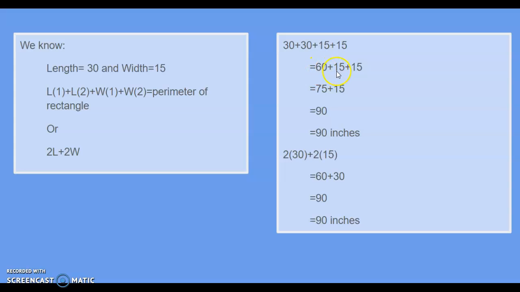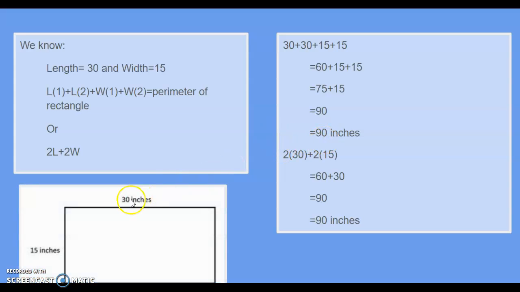60 plus 15 equals 75. And remember to drop down the 15. Now we just have this small equation left. So 75 plus 15 equals 90. But we're not done. We also need to put our measurement. And in this case, it's inches. So we put 90 inches.